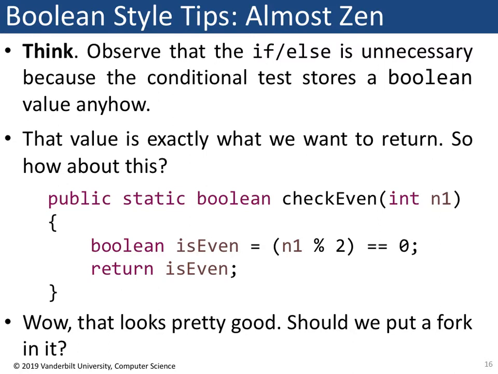However, if n1 is odd, the value which is stored in is even will be false, and therefore, when we return is even, it will return the value false. So this will accomplish exactly the functionality we wanted. It will check to see if n1 is even and return true if it is and false if it's not. This is much cleaner. This is much less code.